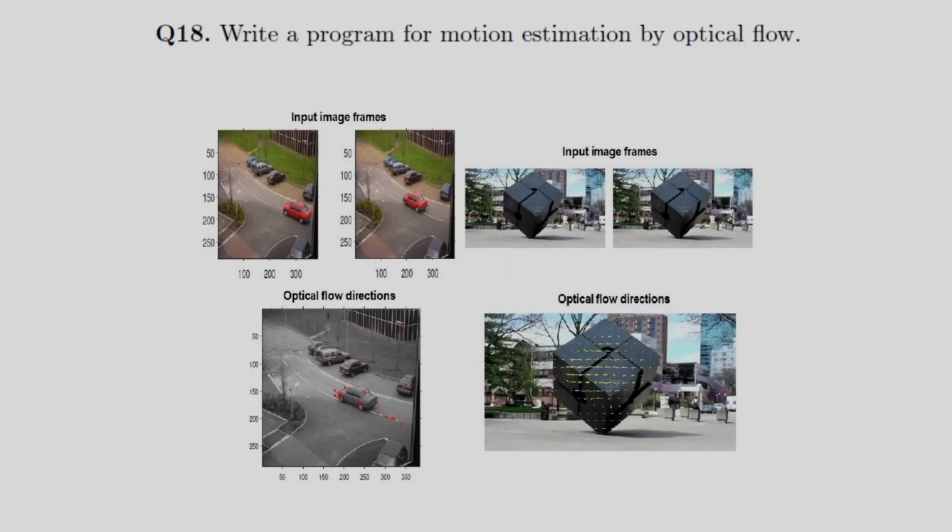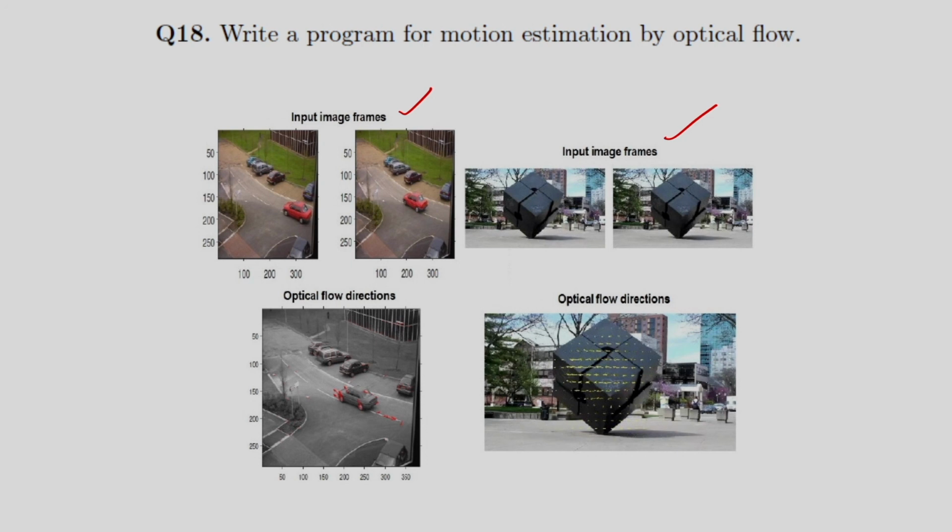The problem number 18 is, write a program for motion estimation by optical flow. So here I am showing two examples. One is the input image. I am considering the frames of the input video. Here I am showing 2 frames only, and similarly for the second case also I am showing the input image frames corresponding to a particular video.